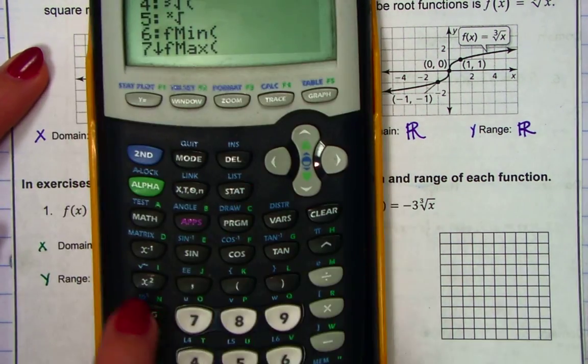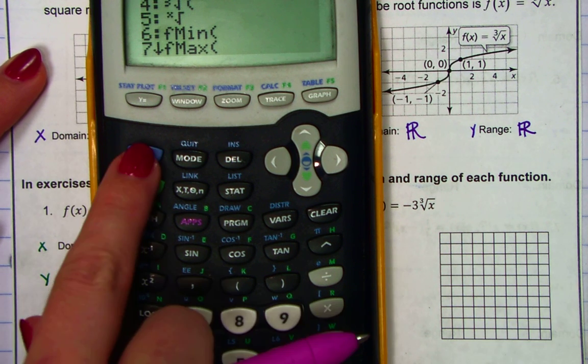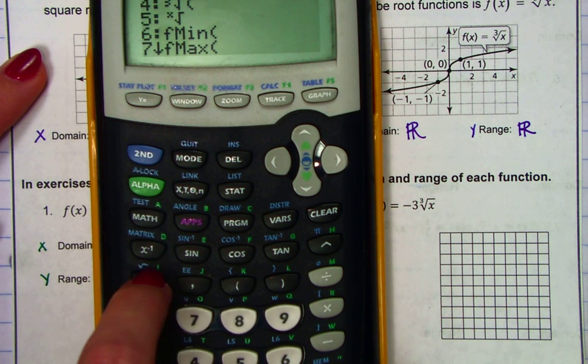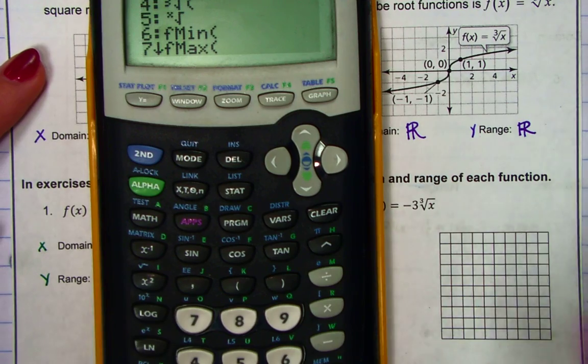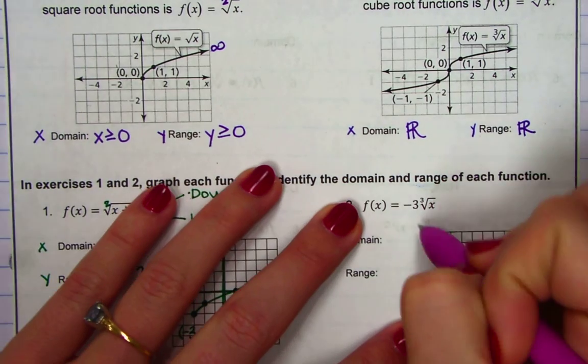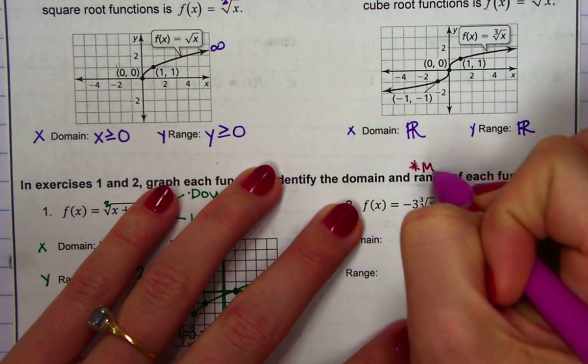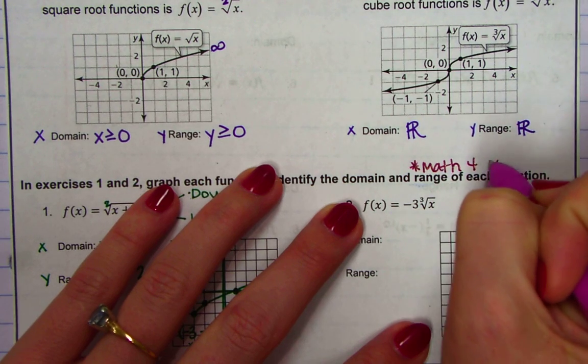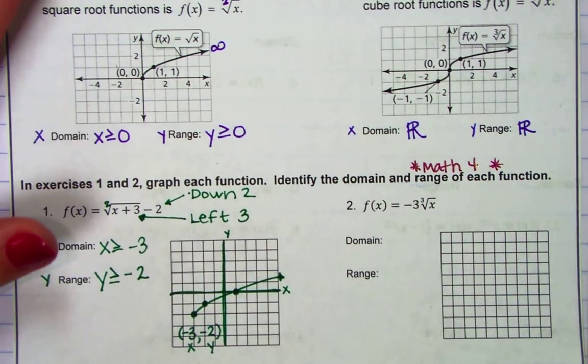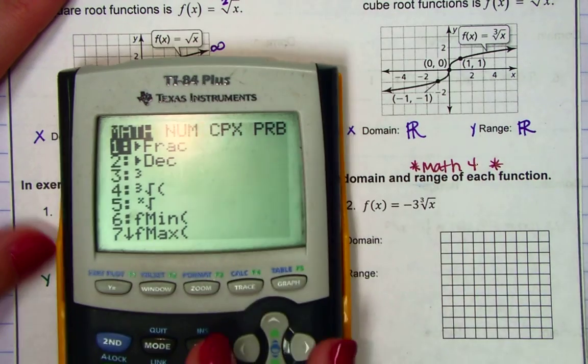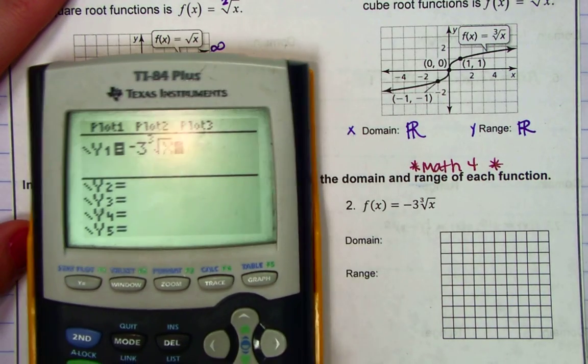For square root, it's right here. Okay, and you have to do second square root. It's on the outside, but for cube root, it's math 4. Okay, if you want to make a little note, math 4. That's not a bad idea, so you remember where it is. Okay, I've got that in my y equals.